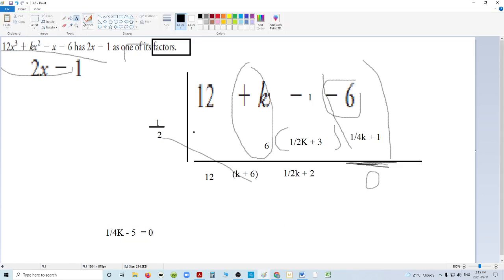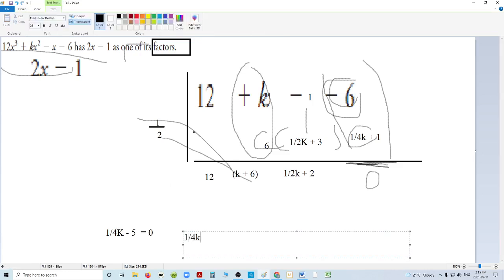Right? Now I'm going to just check all my math. Half this is 6. Add them, 6 plus k. Half that is half k plus 3. Subtract 1, so plus 2. Multiply by half, I get a quarter k plus 1. When I add it, I get minus 5. So this is right. Now I'm just going to solve for k.